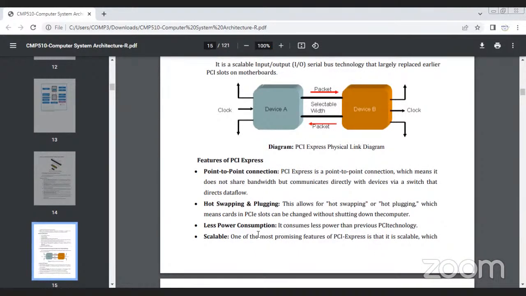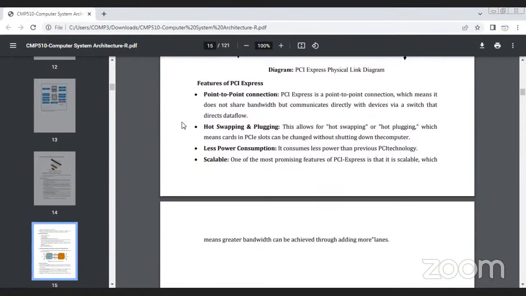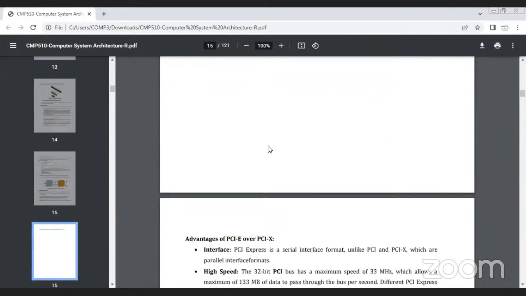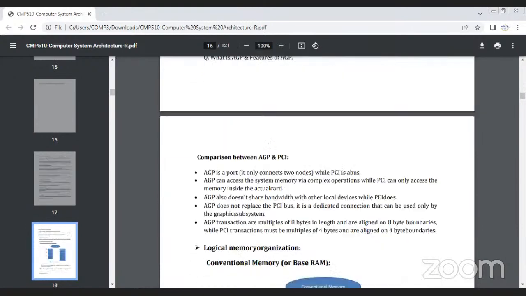And the next feature of PCI Express is less power consumption. PCI Express consumes less power than previous PCI technology. And the next feature is scalability. One of the most promising features of PCI Express is that it is scalable, which means that greater bandwidth can be achieved by adding more lanes. Okay, so these are the main features of PCI Express. Clear?